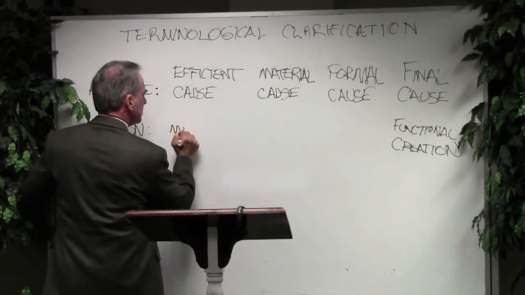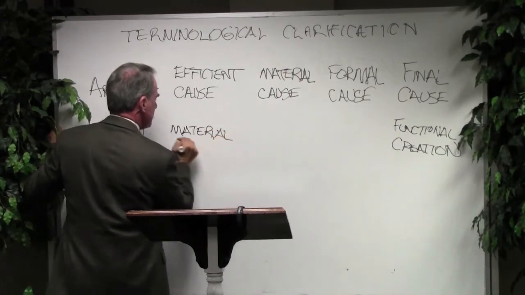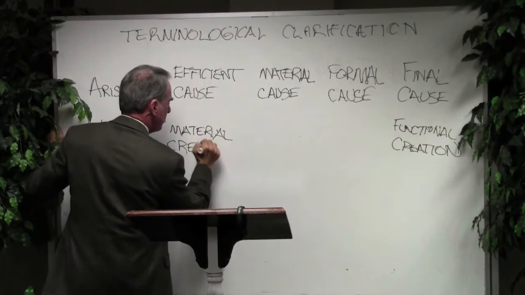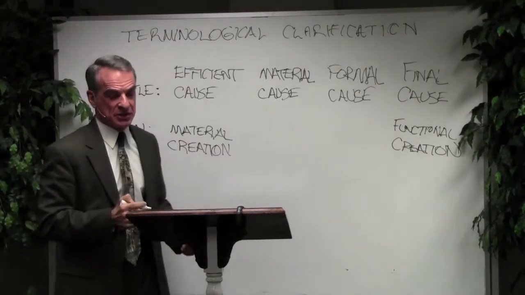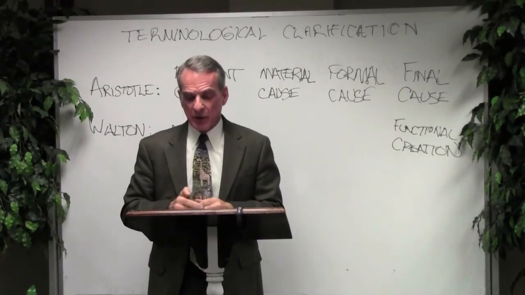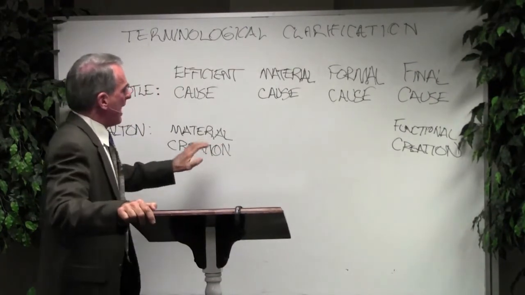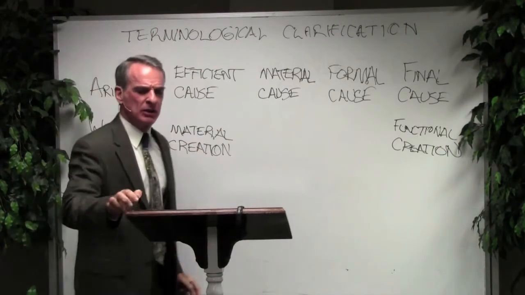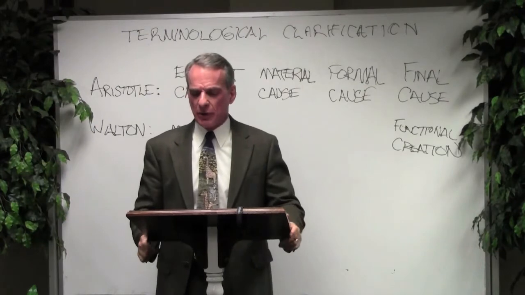So when Walton talks about material creation, what he really means is God's efficient causation, bringing these material objects into existence, bringing them into being. That's what an efficient cause does. It brings its effect into existence. So, why then does Walton call efficient causality material creation? That seems to be confusing. Why call it material creation?